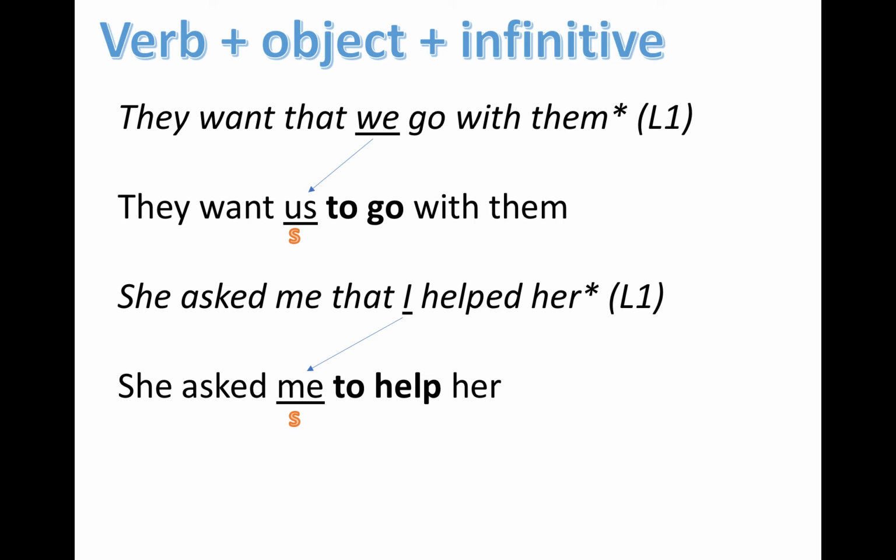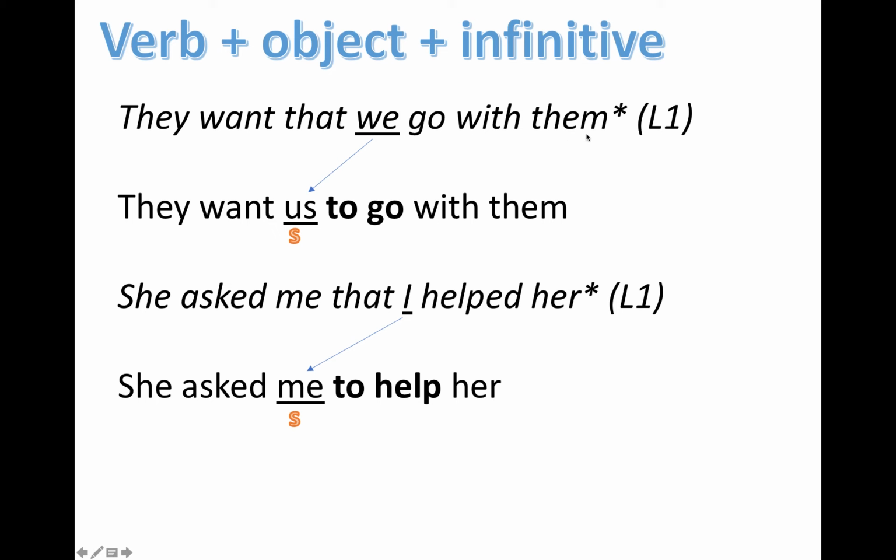When we have a verb plus an object plus an infinitive, and that object is actually the subject of the infinitive or the subject of the gerund, then we need to use an object pronoun, not a subject pronoun. So the first sentence, they want that we go with them, that sentence is L1. This is a translation from L1, from Spanish. That sentence is Spanish grammar. Quieren que nosotros vayamos con ellos. So that's a direct translation from Spanish.